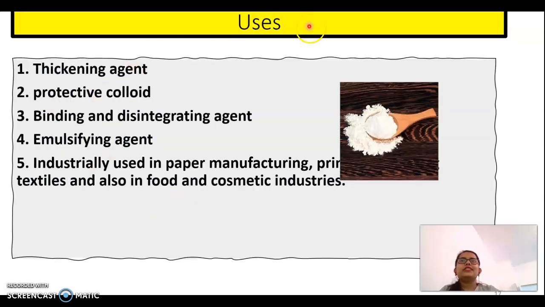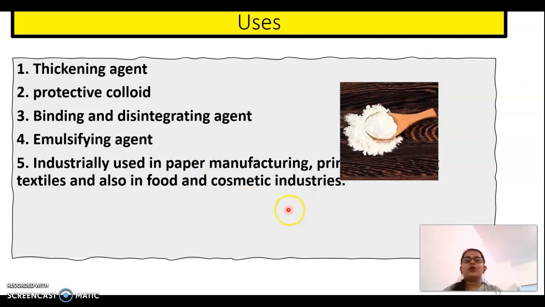The last part is uses. The most important use is as a thickening agent. It is used as a protective colloid, binding and disintegrating agent, and emulsifying agent. Mostly it is used in paper manufacturing, printing, the textile industry, and food and cosmetic industries.